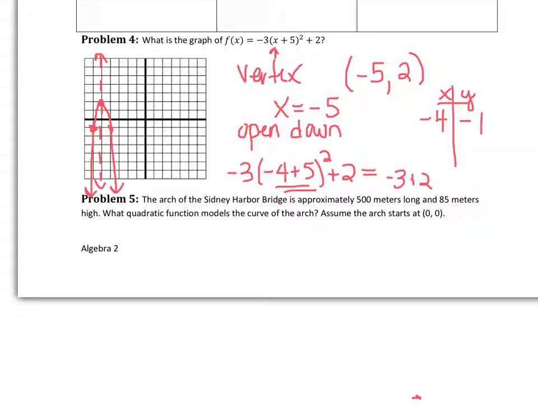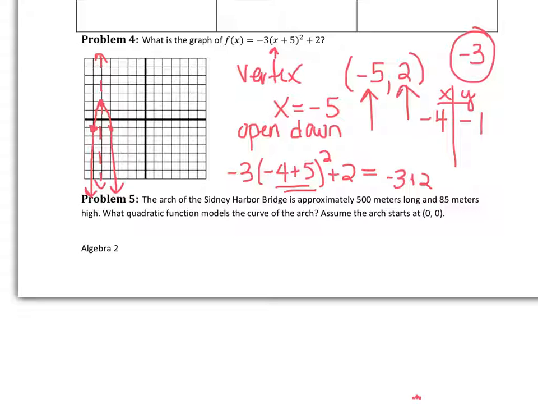So the translations that took place here with regard to the parent function: we shifted 5 units to the left. We shifted up 2 units. Because a is negative, we reflected it over the x-axis, and because it's a value of 3, we also stretched our graph, so we have a lot of transformations taking place.